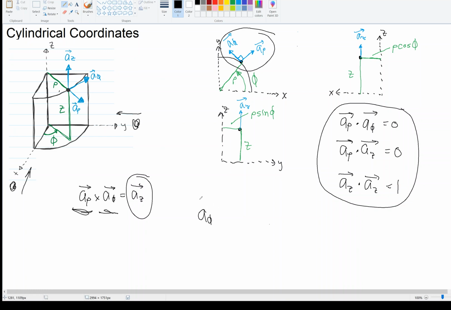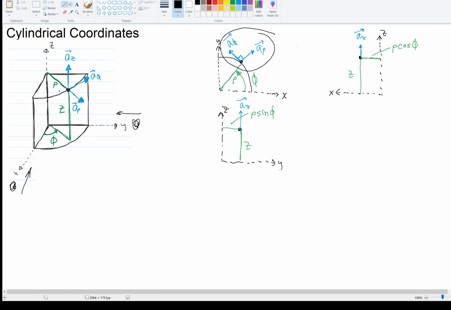And convince yourself also that a phi cross a z is equal to a rho, and that a z cross a rho is equal to a phi. So that makes another right-handed coordinate system. All right, so I'm going to erase this, and we're done talking about the cross product and the dot product.